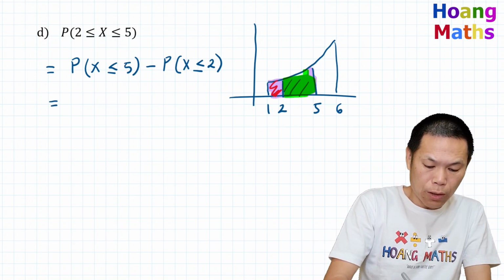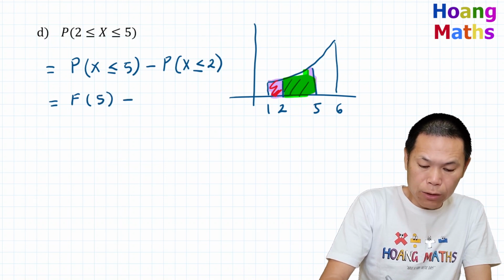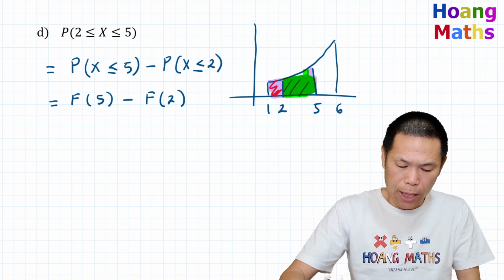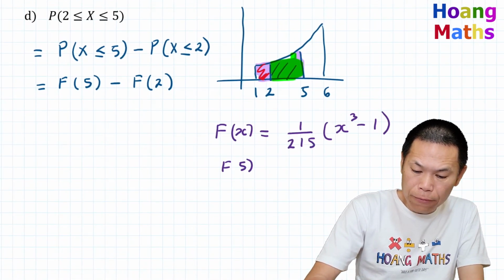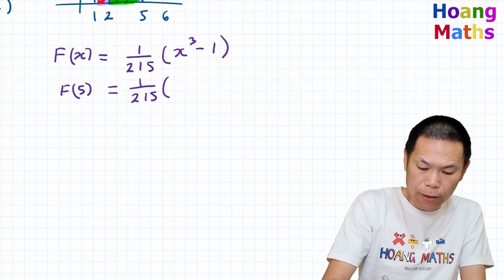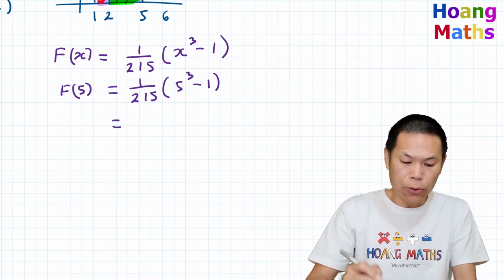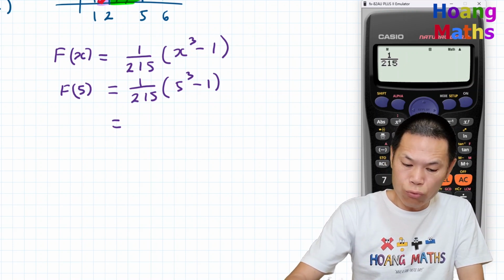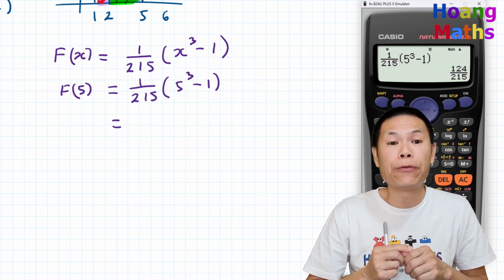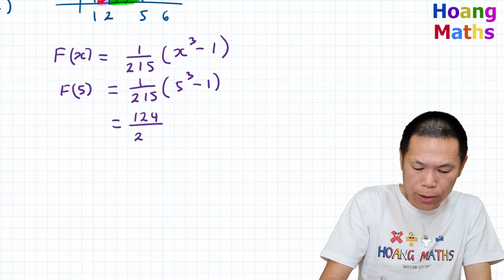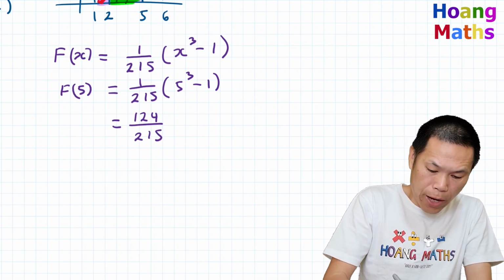So that is equal to the cumulative distribution of 5 minus capital F of 2. I just need to work out each of them individually. F of 5 is equal to 1 over 215 brackets 5 to the power 3 minus 1. Just put it on the calculator: 1 over 215 brackets 5 to the power 3, then minus 1 brackets. So there you go, 124 over 215. Now we need to work out capital F of 2.